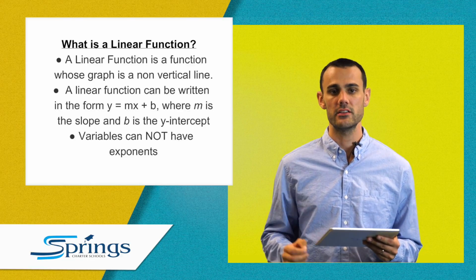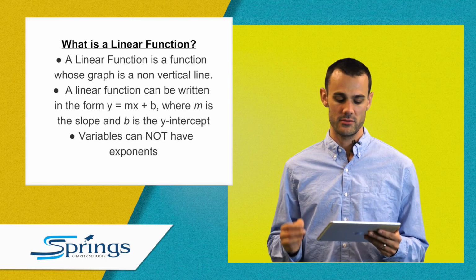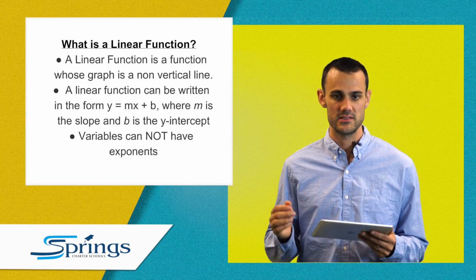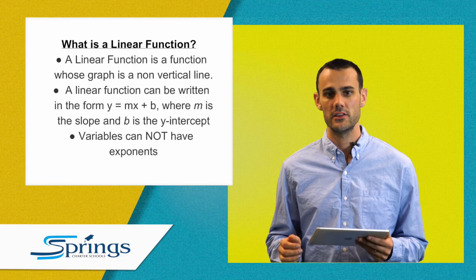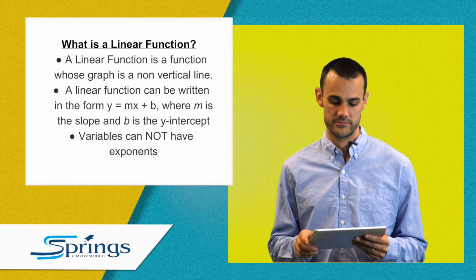Something we should definitely know that's a clear indicator is that variables cannot have exponents. If you see an exponent, we can automatically know that that is not a linear function.